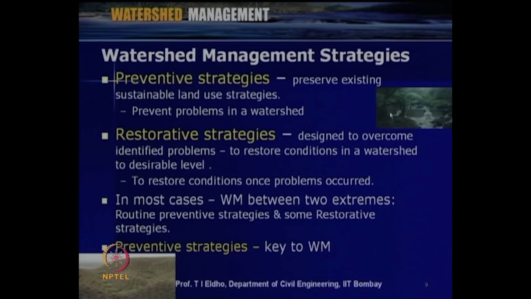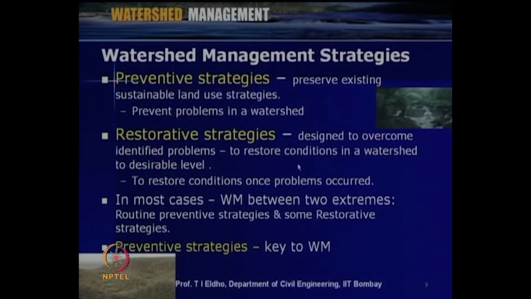You can see that in a natural watershed, there will not be much soil erosion, the land use will be in a better way, and sufficient vegetative cover will be there. So in the preventive strategies, what we are trying to do is preserve these good aspects of what exists within the watershed, for sustainable land use and the sustainability of the total resource.